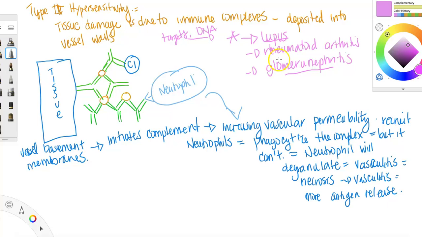I think that's about it. That's basically type 3. So type 3 is dealing with those immune complexes deposited in tissues. Okay. So the last one we'll talk about is type 4.